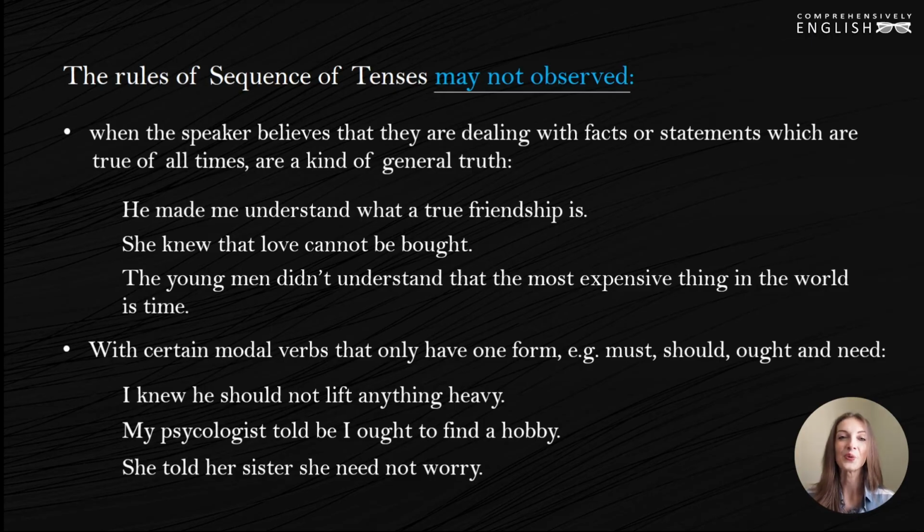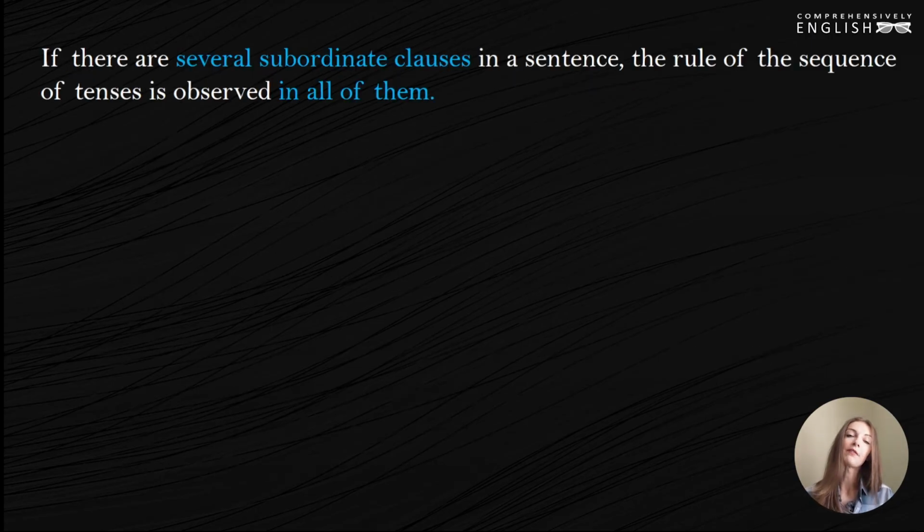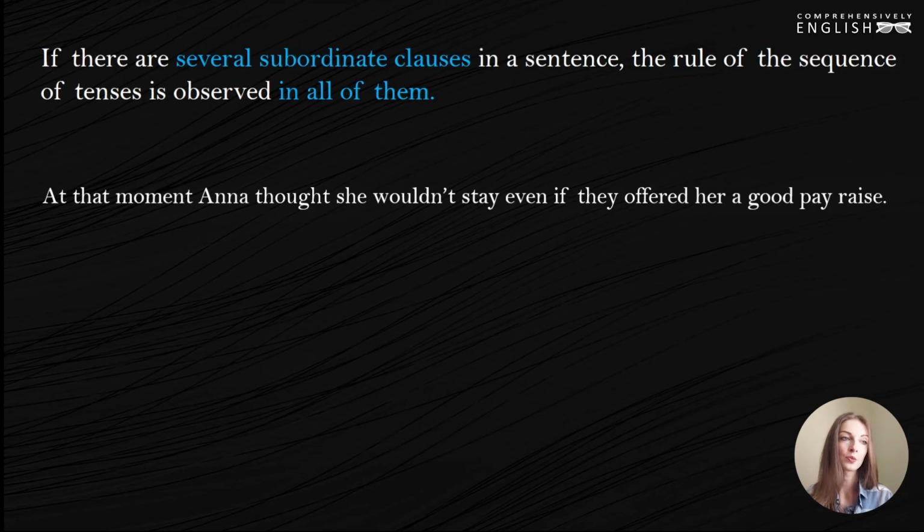Okay, now you know where and when we must follow the rules of sequence of tenses, and where and when we may not observe them if we wish. But I will repeat one more time, it's always a good idea to follow these rules. What do we do if our sentence contains several subordinate clauses? If there are several subordinate clauses in a sentence, the rule of the sequence of tenses is observed in all of them. At that moment, Anna thought she wouldn't stay even if they offered her a good pay raise.